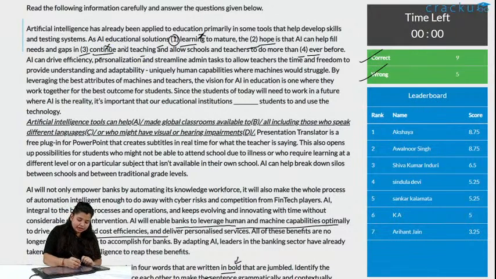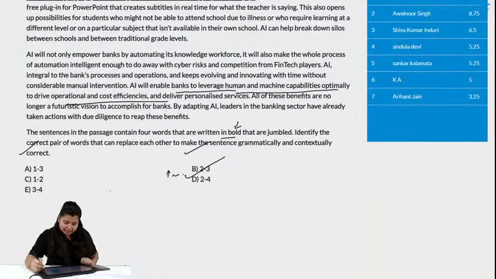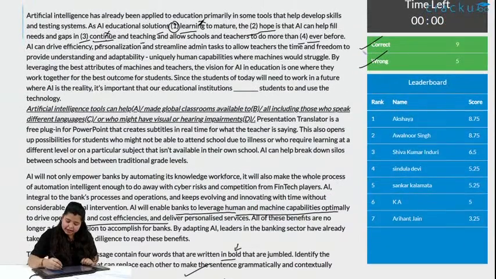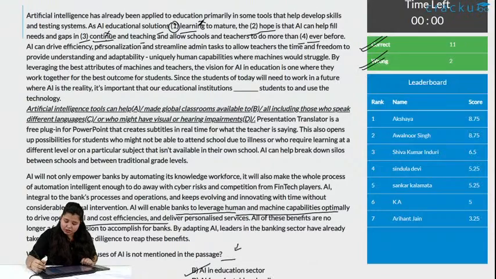So, can we interchange 1 and 3 to make it correct? Yes, definitely, as we have found 2 faults here. So this must be replaced. The sentence should be: as AI educational solutions continue to mature, and this part should be needs and gaps in learning and teaching. So 1 and 3. Option A is the correct answer. And how many people got this correct? 9 people got this correct and 5 wrong. Let us go to the last question.